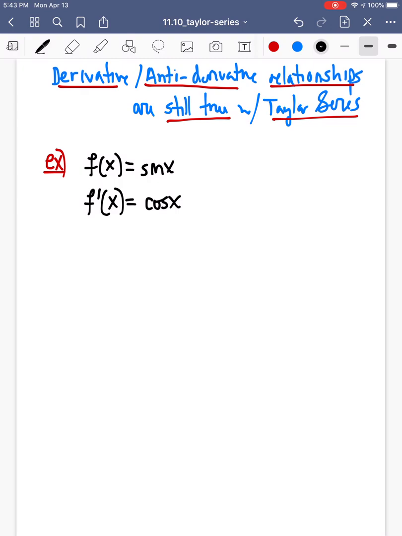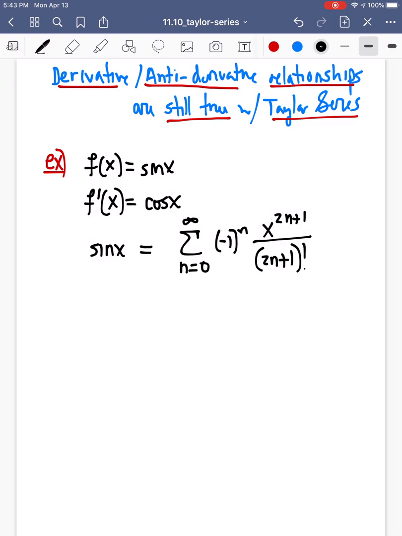So for example, if we take sine of x, we could rewrite sine of x in its Taylor series centered at 0, or its Maclaurin series form, from the series from n equals 0 to infinity of minus 1 to the n, x to the 2n plus 1 power, all over 2n plus 1 factorial. And what we're going to do is just differentiate both sides. And we're going to illustrate that this relationship still holds.